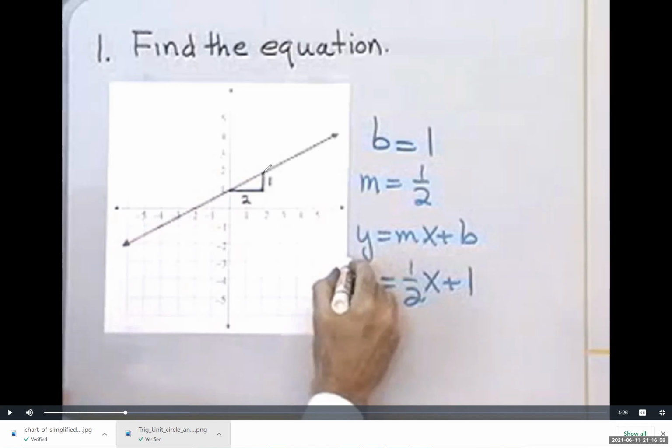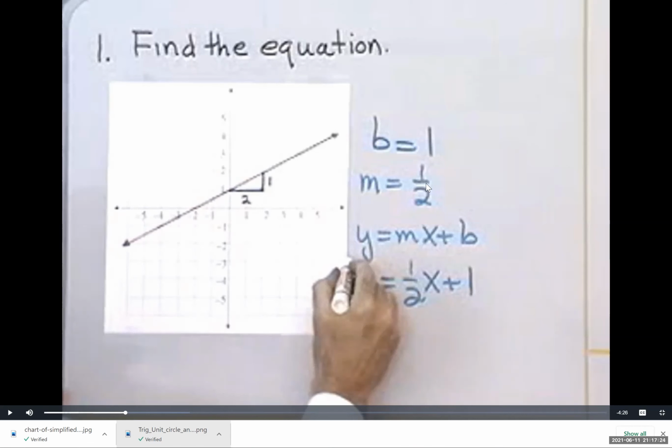So this point is at 2, 2, okay? And the rise is only 1 unit, and the run is 2 units. So rise over run is 1 over 2. That's how you got it. And like I said, you can choose different points to figure out rise over run, but you need to simplify as well.